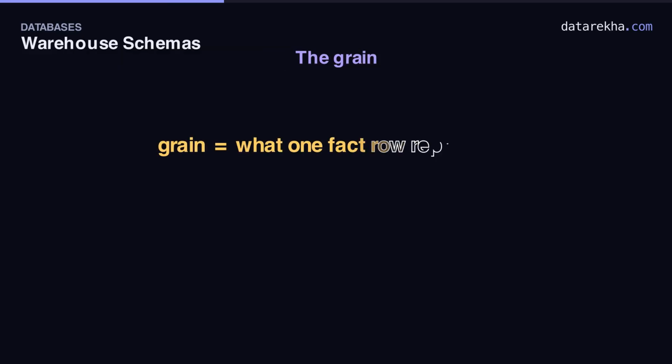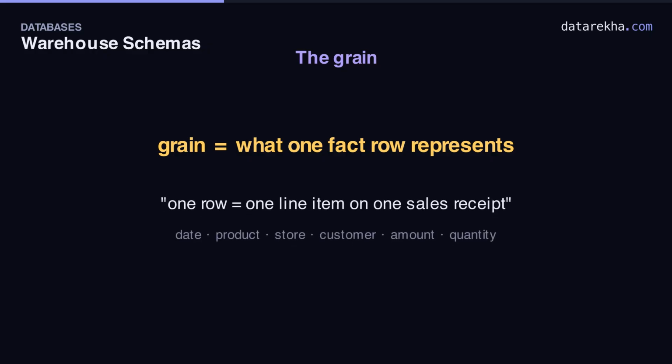Before you build any of this, answer one question first. The question people skip. What does a single row of the fact table actually mean? That's called the grain. Here, we'll say the grain is one line item on one sales receipt. Fix that first, because your measures have to match it. If a row is one line item, then amount is that line's amount. Mixing grains, a per receipt total next to a per line quantity, quietly corrupts every number you compute.